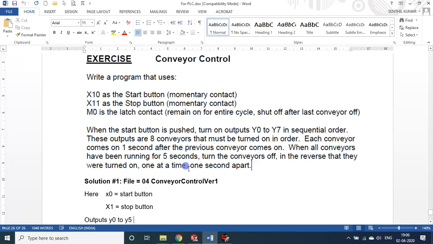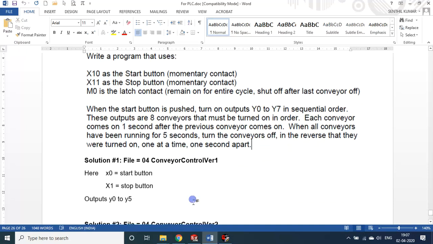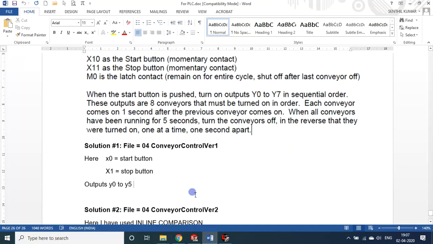When all conveyors are running 5 seconds, then it starts turning off in the reverse way that they were turned on, one at a time. That means at this particular point, all Y0 to Y5, all 6 Ys are on. It will be on for 5 seconds. After the 5th second, Y5 off. After the 6th second, Y4 off. 7th second, Y3 off, and so on. Okay. For that, we have to write a program.